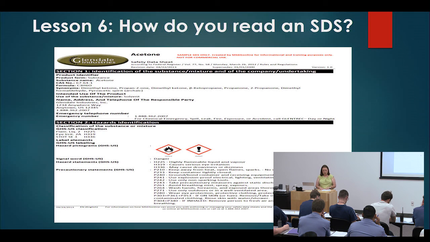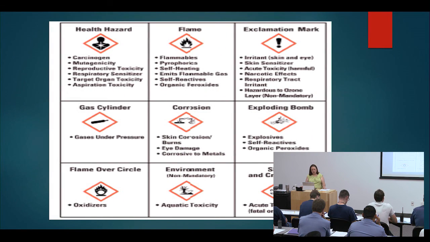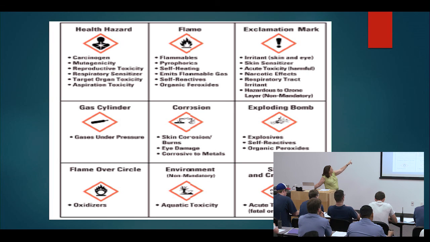Okay, so what you're going to want to know is the pictograms. And this one, it's not as clear as I wanted it to be, but you can kind of see the health hazards and what that kind of outlines. And that symbol for health hazard, for flame, exclamation mark, gas cylinder, corrosion, exploding bombs, skull and crossbones, environment, flame over circle. So those are all going to tell you.